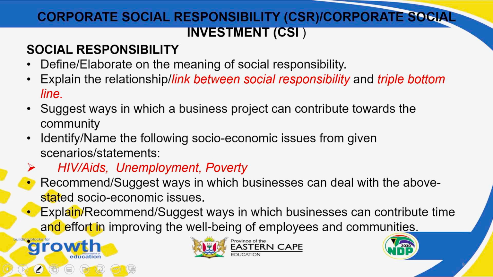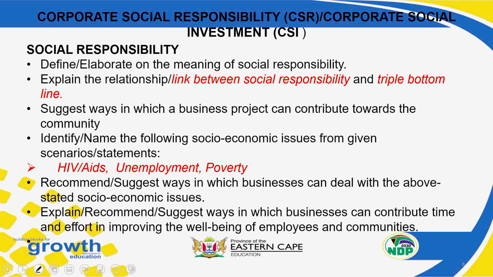Then let's come to the CSR, that is corporate social responsibility. You define the meaning and also explain the link between social responsibility and the triple bottom line. Remember, the triple bottom line, I think you know that one, suggests ways in which a business project can contribute towards the community. Identify socio-economic issues like HIV and AIDS, unemployment, poverty. Recommend or suggest ways in which a business can deal with HIV, with unemployment, with poverty.